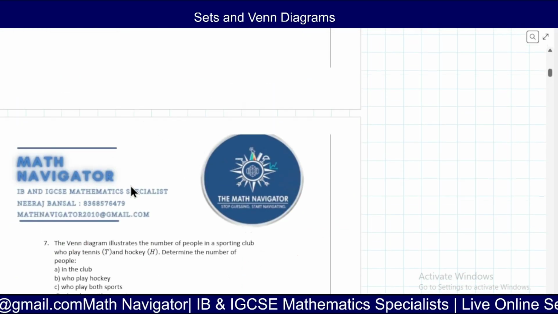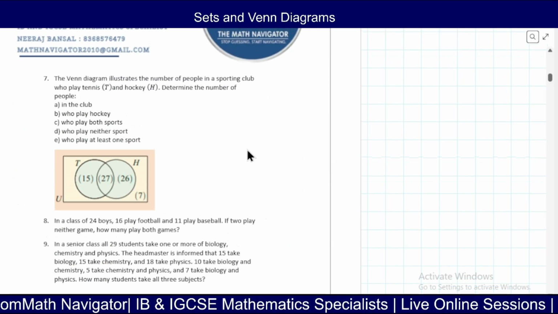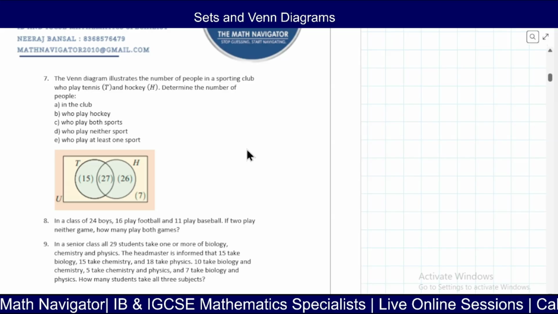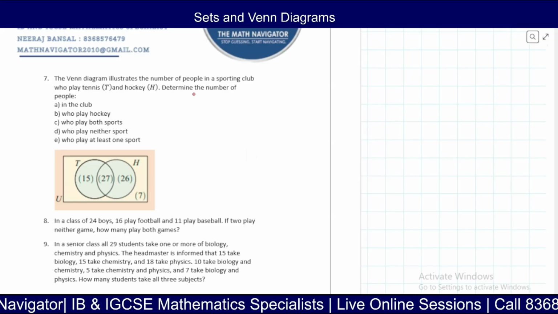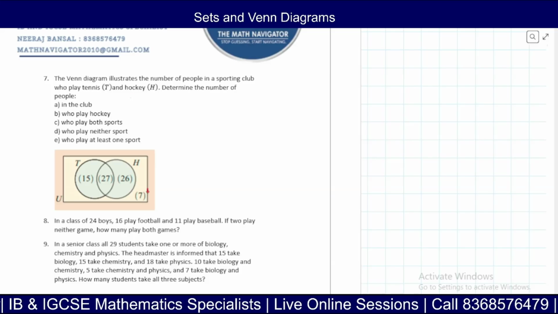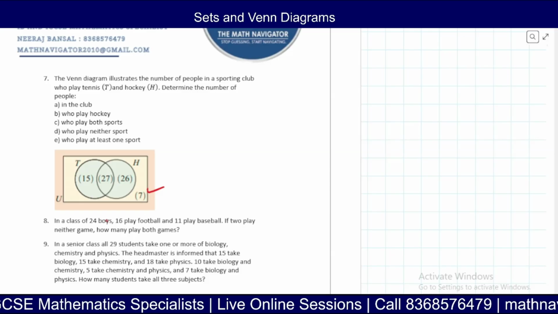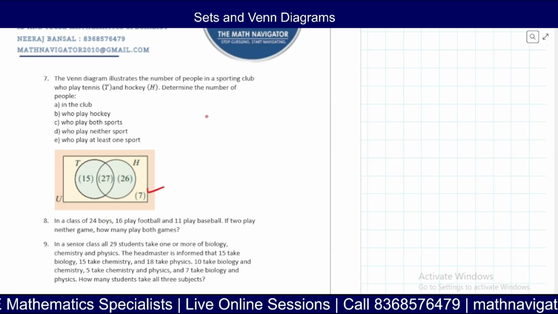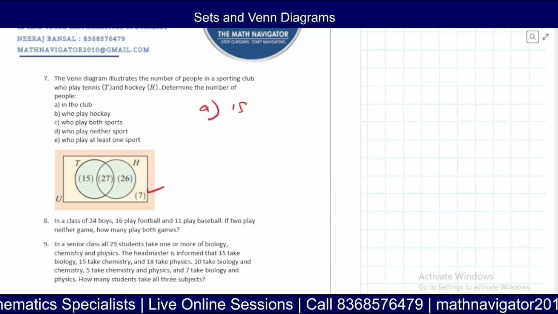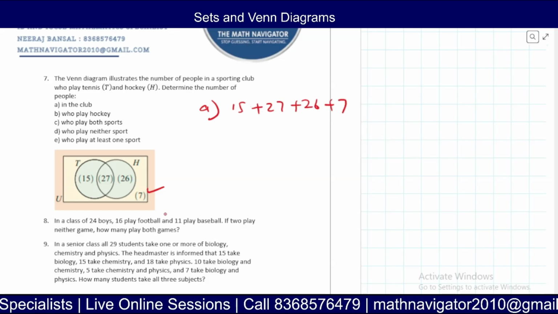Now let's talk about the next questions. Let's move to question 7. So let's do it here only. The Venn diagram illustrates the number of people in a sporting club who play tennis and hockey. So basically this is also the part of the club, although he is not playing any game. So in the club, number of people A is equal to 15 plus 27 plus 26 plus 7.